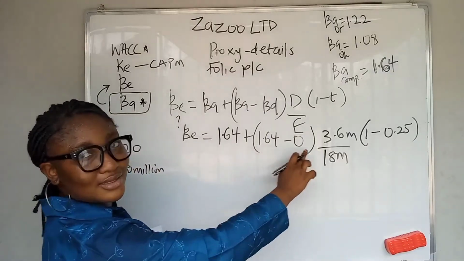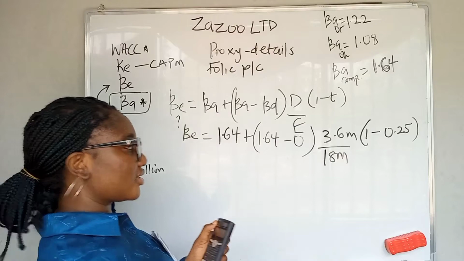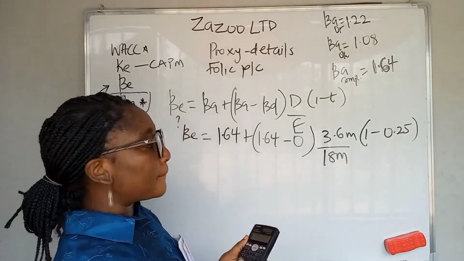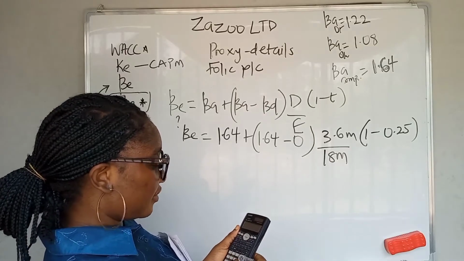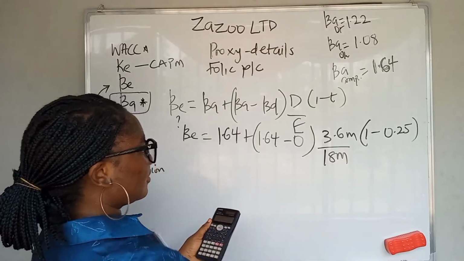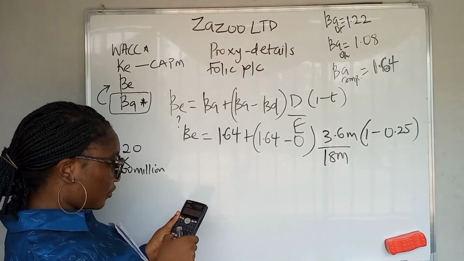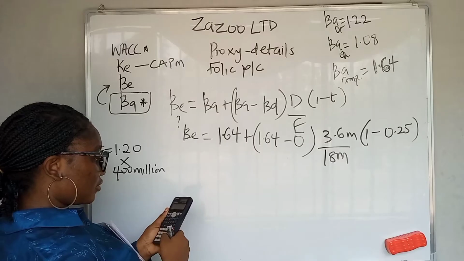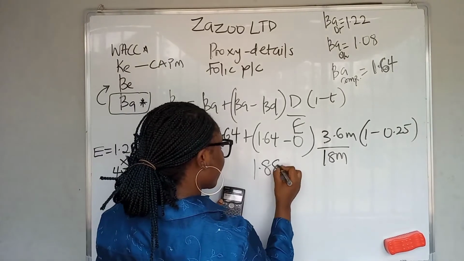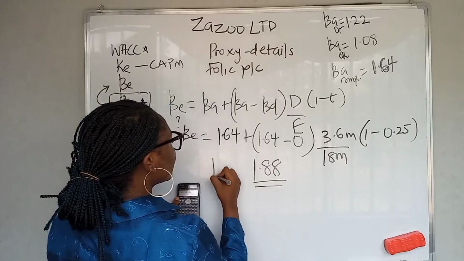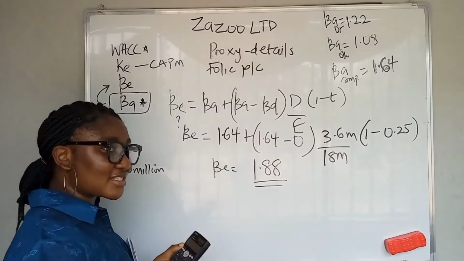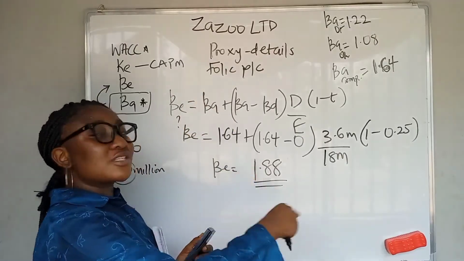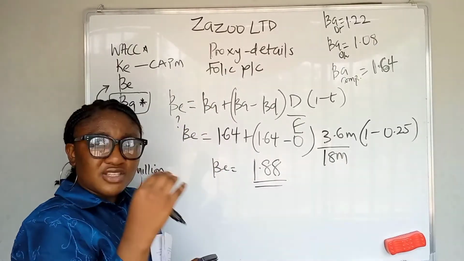You don't start like this. You have just completely scattered your answer. Okay, so that's 3.6 multiplied by 0.75 divided by 18 multiplied by 1.64 plus 1.64, and that gives us 1.88. So this is your finance risk of Zazu PLC. There was a former finance risk. Every company has its finance risk.